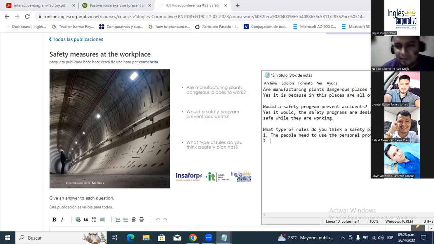Okay, number two, another rule in this place. Process to use, how to use the machine. Respect the process, the instruction about how to use the machine. Don't work into the machines when it's on, when this equipment is working, is a rule, for example.